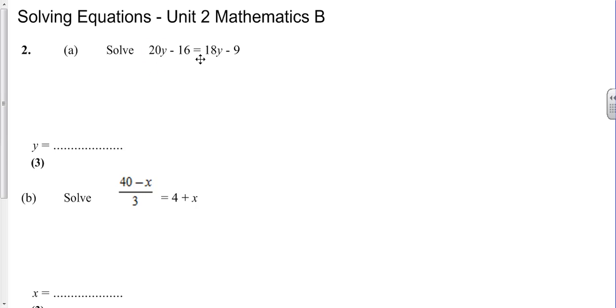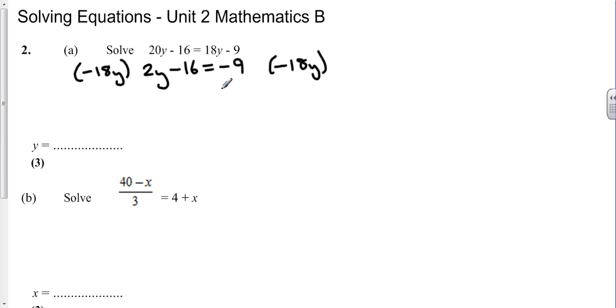And to get rid of the ones on the right, I'm going to need to take them away because they are positive. So I'm going to take away 18y from the left-hand side. I'm going to do the same to the right-hand side. Taking away 18y from 20y will leave me with just 2y. Nothing's happened to the numbers. Taking away 18y from the right-hand side means we're just left with minus 9.